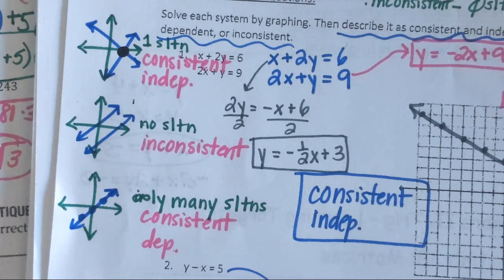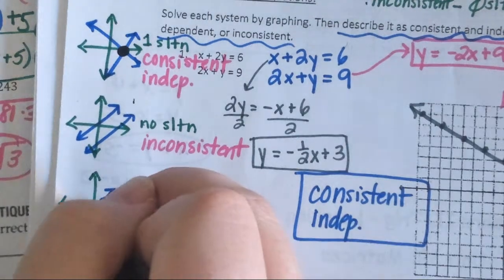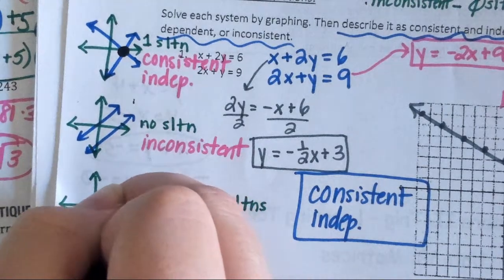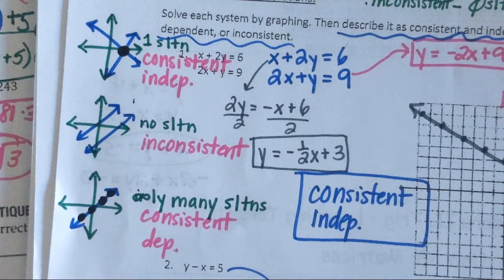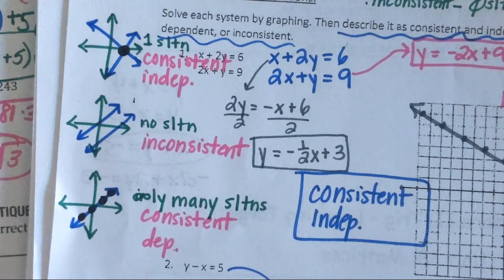Down here with dependent, with infinitely many, there are so many spots that they share. It's not special. It's not unique. So you're dependent. And that makes sense. So when I think of independent, I think of unique. And that's why I think of the one solution.